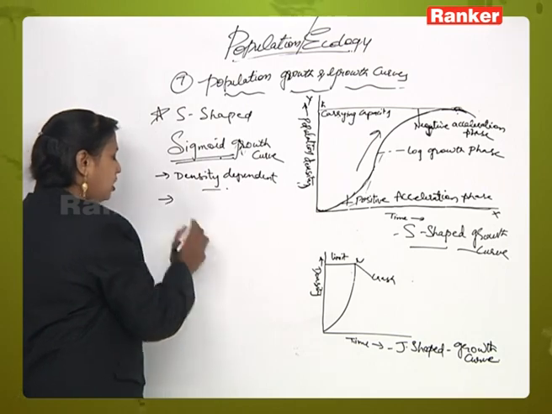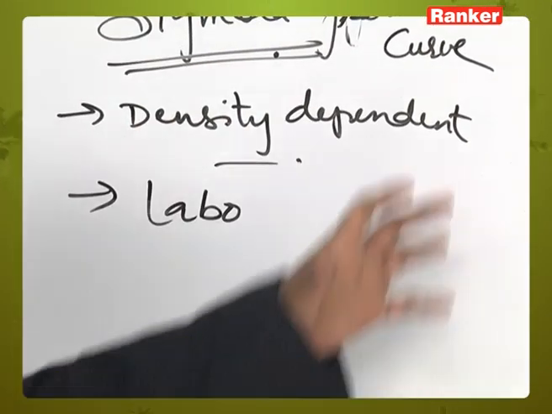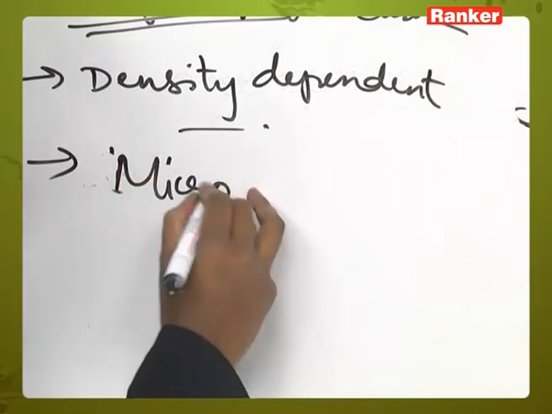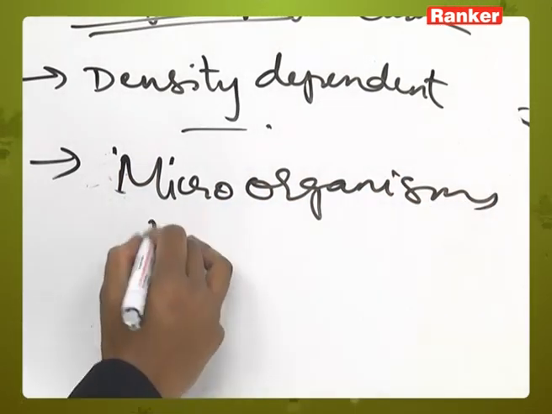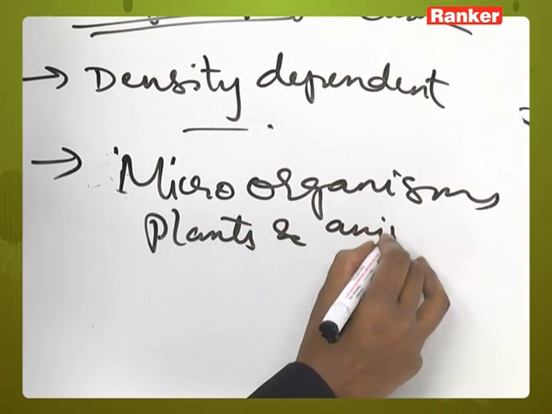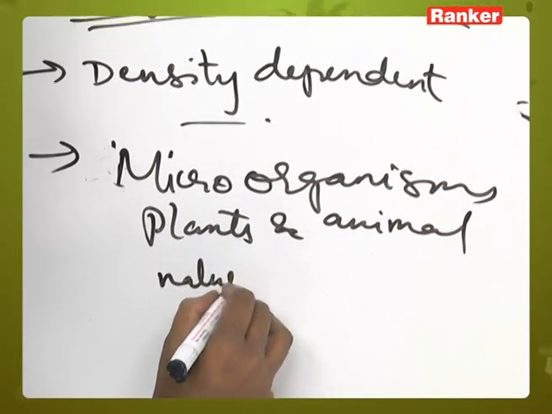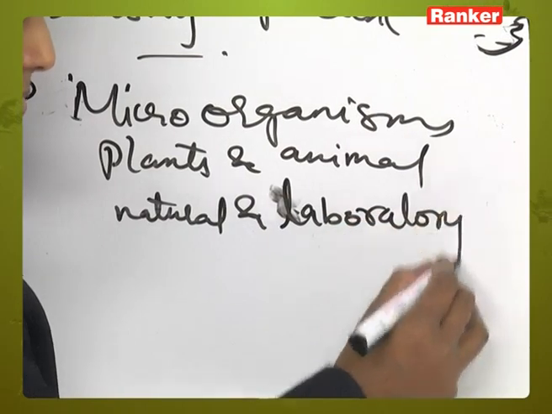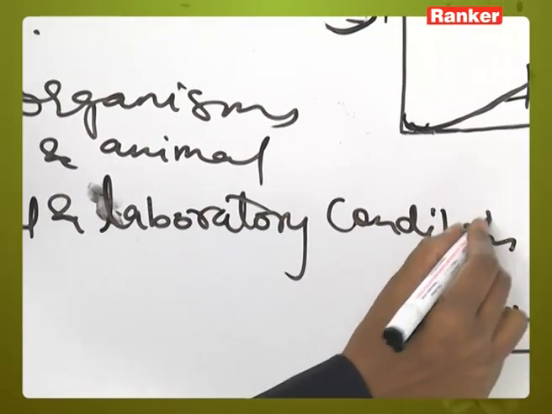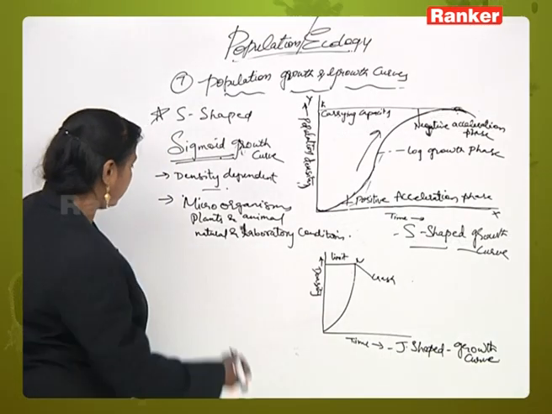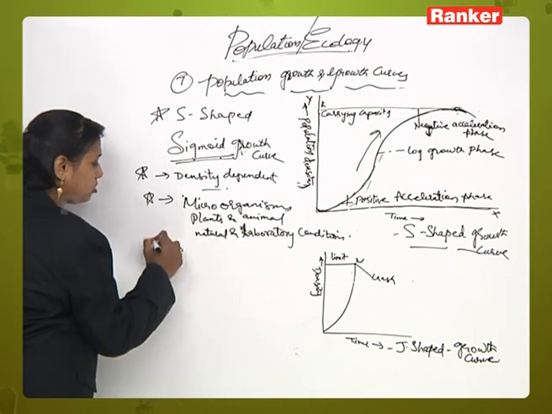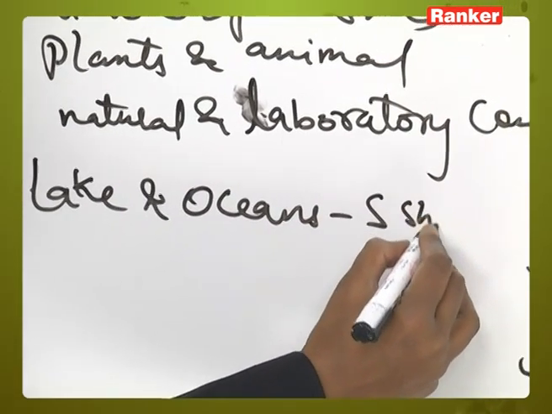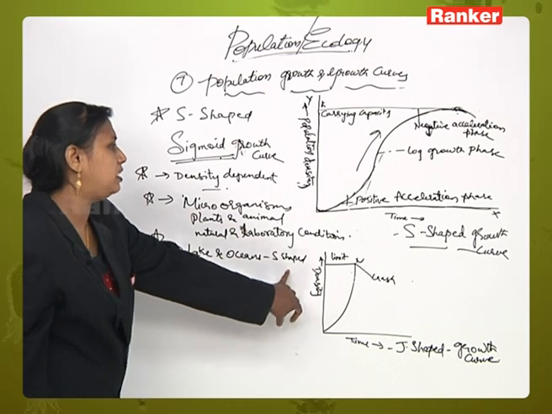Now, where will we see this type of growth curve? In laboratory conditions, you will see it in many populations of microorganisms, plants and animals, both in natural environmental conditions and at laboratory conditions. This is very important, and in lakes and oceans, these are all important for your multiple choice questions. In lakes and oceans also you will see the S-shaped sigmoid growth curves.